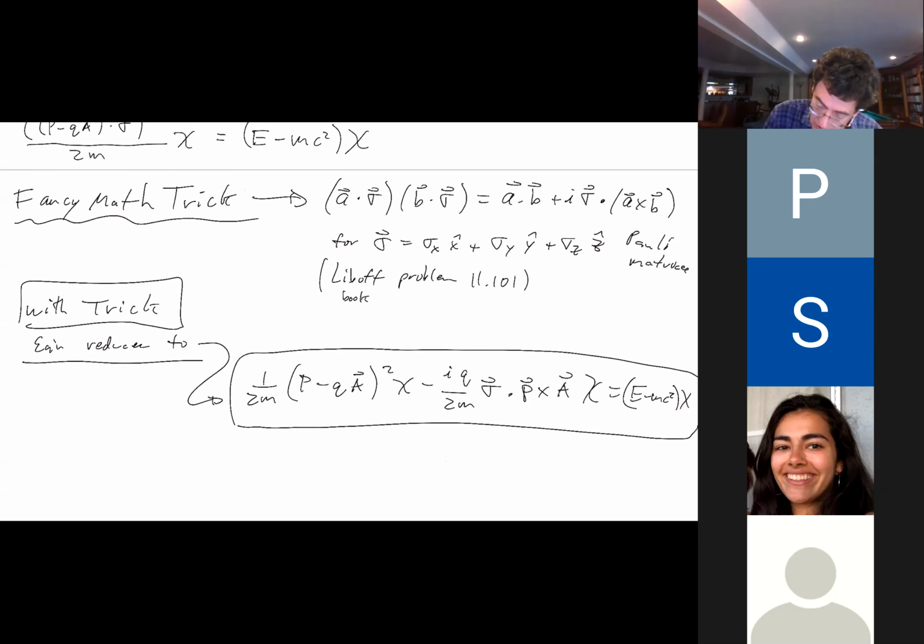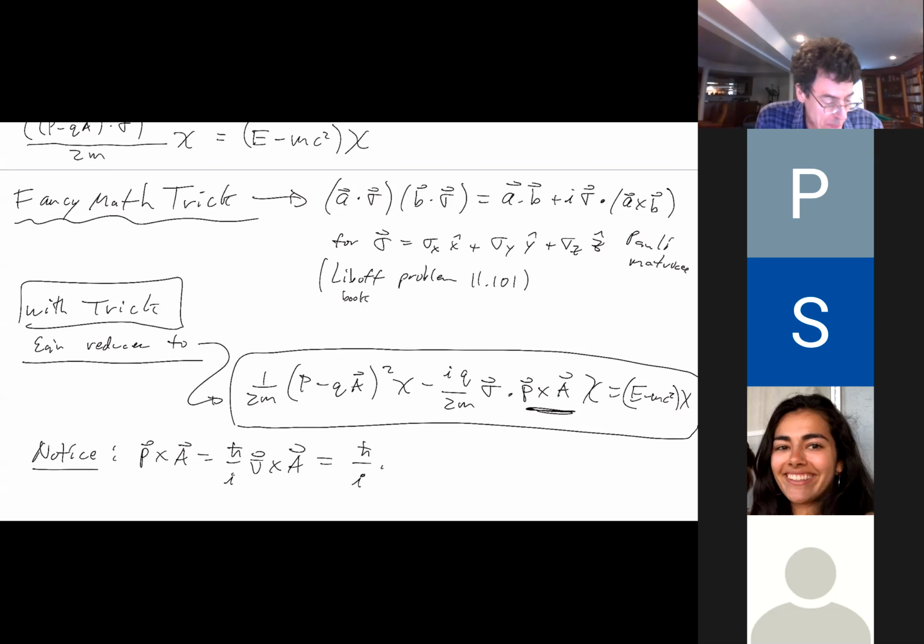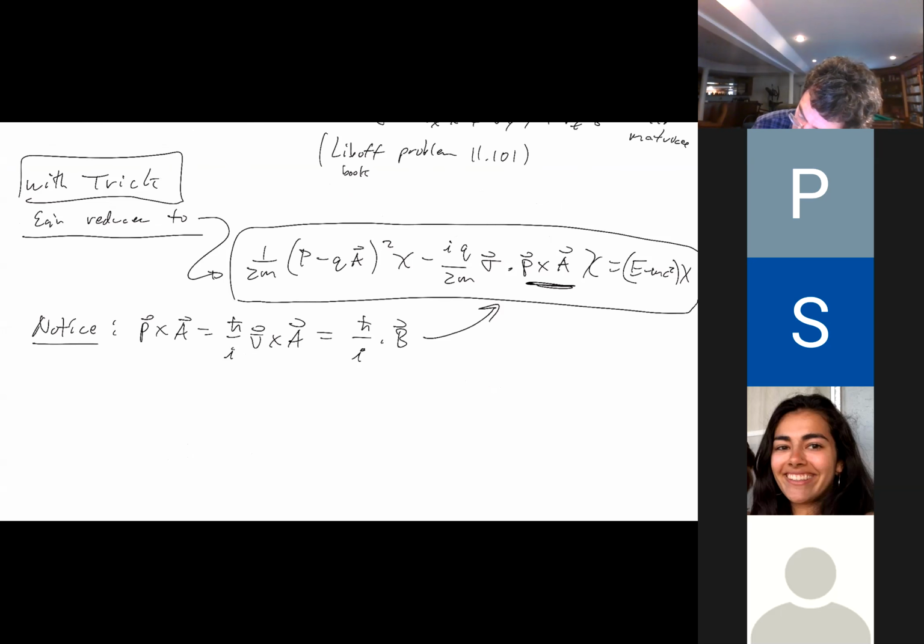Let's notice that this part, P cross A, is equal to H bar over i del cross A, which equals H bar over i times what? Somebody tell me. B. Exactly, B. That's right. So plug it in there.